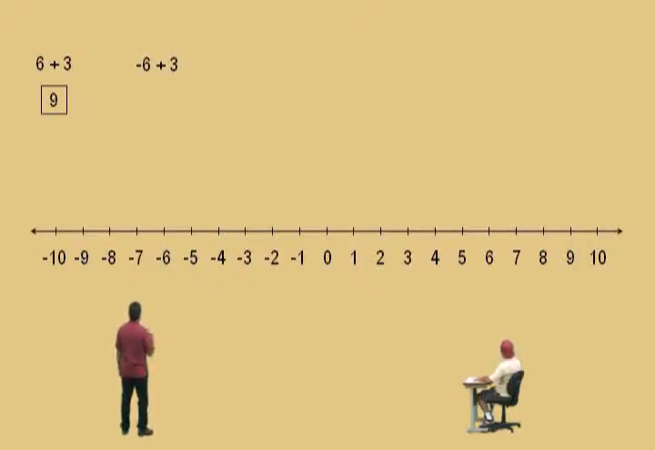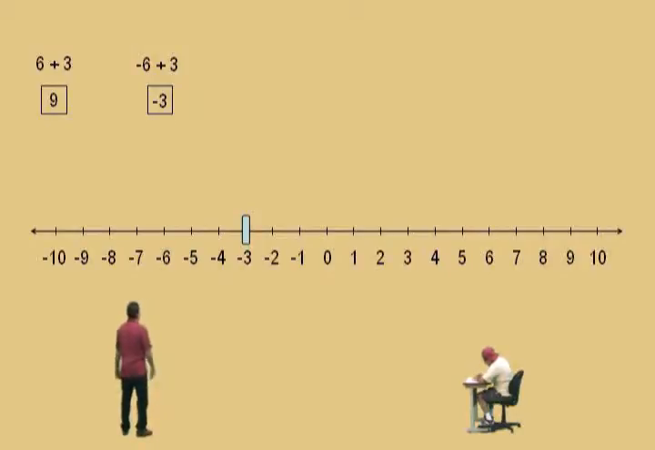Okay, let's try another one here. Now, here is negative 6 plus 3. Where do we start this time, Charlie? Negative 6. That's right, right there. Okay, and which way do we move? To the right. How far? 3. And where do we end up, Charlie? Negative 3. And that is our answer, negative 3. Very nice, Charlie. Okay, don't forget to circle your answer.